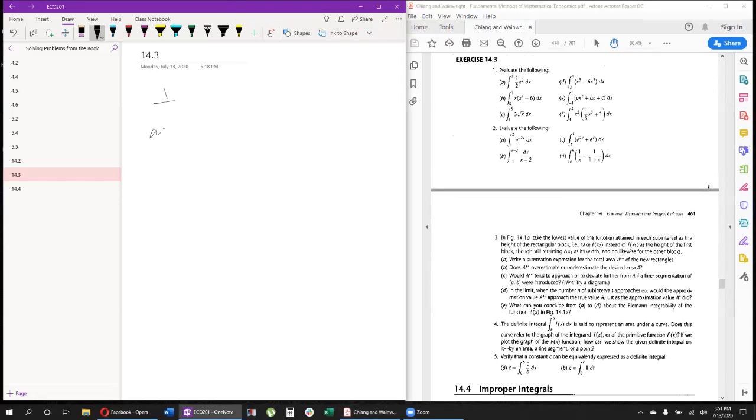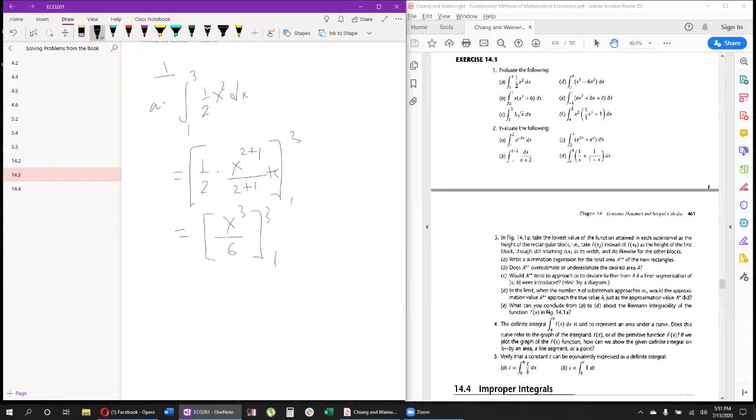I'll start with the first one, which is in the range of 1 and 3. We're integrating half x squared dx. That doesn't look too complicated. We have half times x to the power 2 plus 1 divided by 2 plus 1, with the range 1 and 3, plus c as well. So what do we get? x to the power 3 divided by 6, plus c.